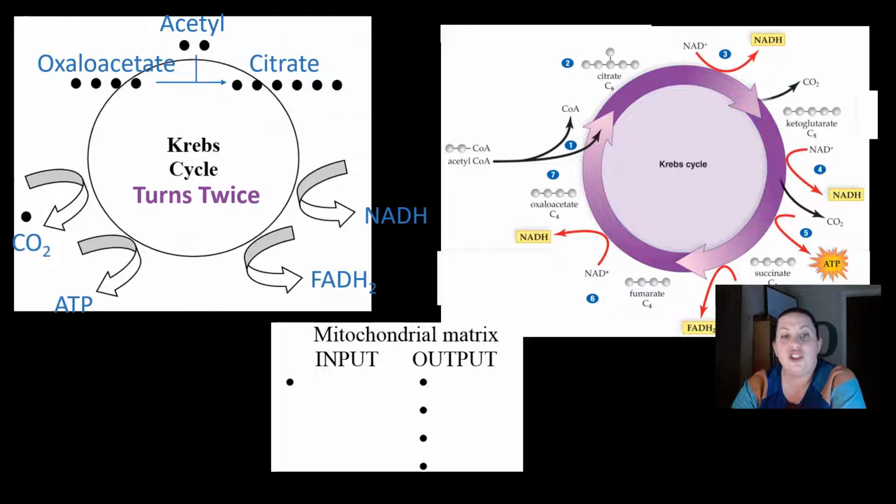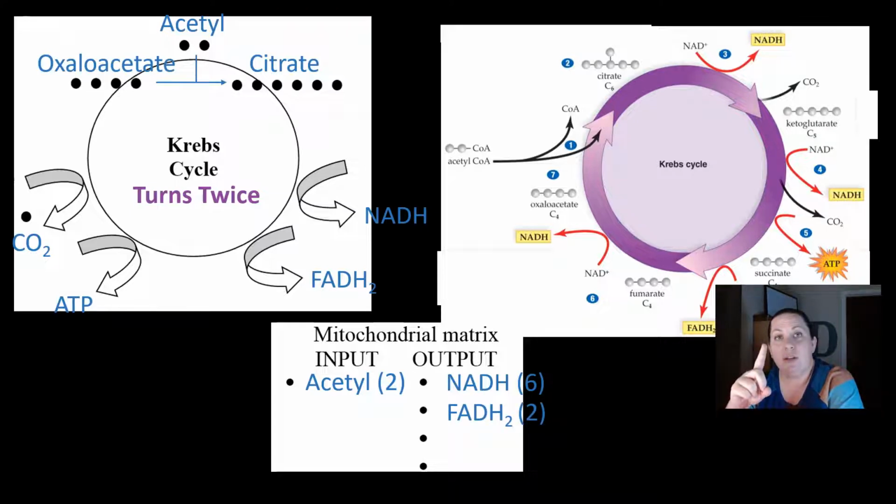Now this is with each turn. So input are 2 acetyl-CoAs, so this is going to turn twice, which means ultimately I'm going to end up getting 6 NADHs. I'm going to get 3 from the first turn and 3 from the second turn. I'm also going to get 2 FADH2s. I'm going to get 1 from the first turn and then 1 from the second turn. I'm also going to generate 2 ATPs, 1 from each turn, and finally CO2, carbon dioxide. Okay, so this is a Krebs cycle. What went in, what comes out.